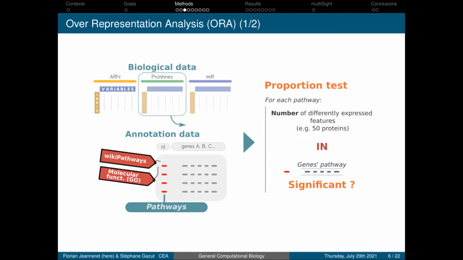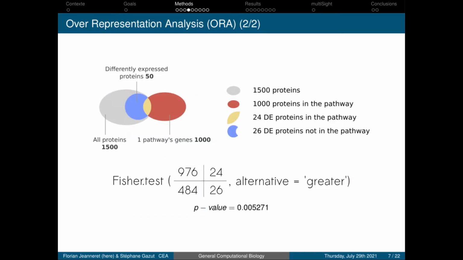So to carry out an overrepresentation analysis, we harness this data, computing a proportion test, also called an exact Fisher test. We want to answer the following question: which are the pathways with a significant number of differentially expressed genes? Let's represent this method with an example. So we can take our 50 differentially expressed proteins.